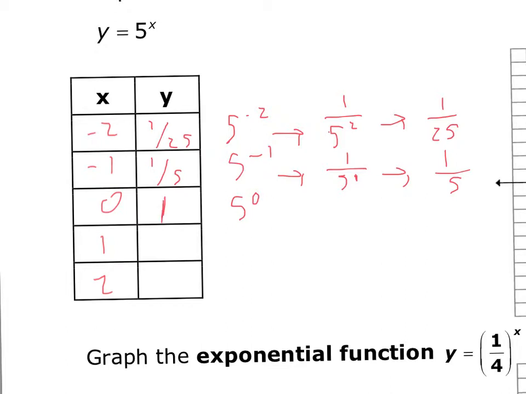And then we can go right down the row. 5 to the 1 is going to be 5. And 5 squared means 5 times 5, or 25.